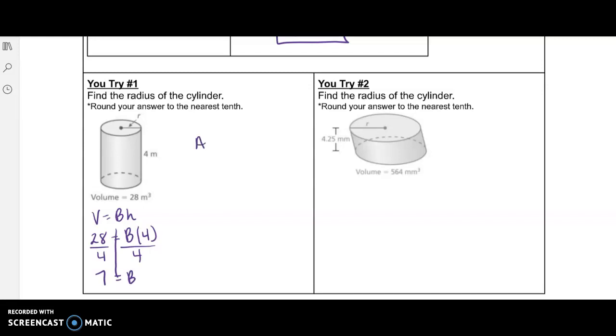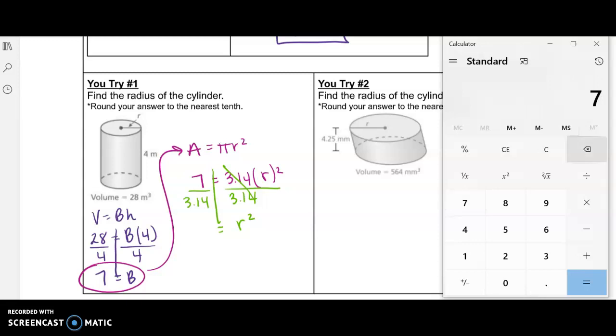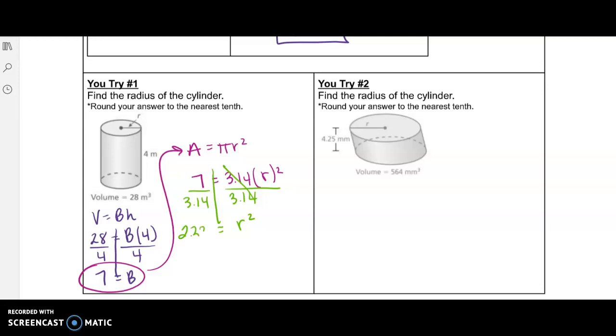So now we have the area of a circle, which is pi r squared. So we're going to put this in for our A. So 7 equals 3.14 times our radius squared. Now we are going to solve for r squared. So we're going to divide by 3.14 on both sides so that those cancel, leaving us with r squared equals, so 7 divided by 3.14 is this crazy thing. So we're just going to call that 2.229.